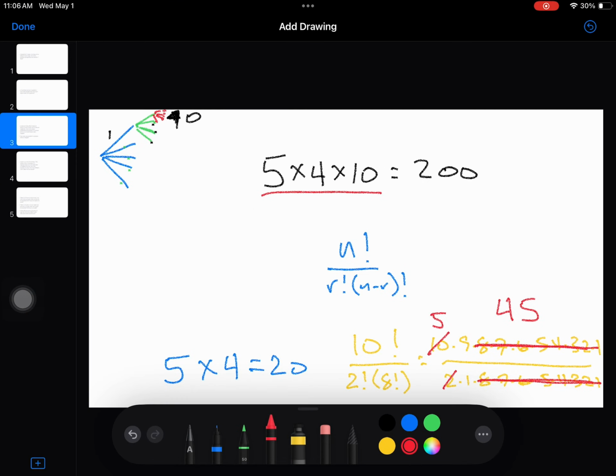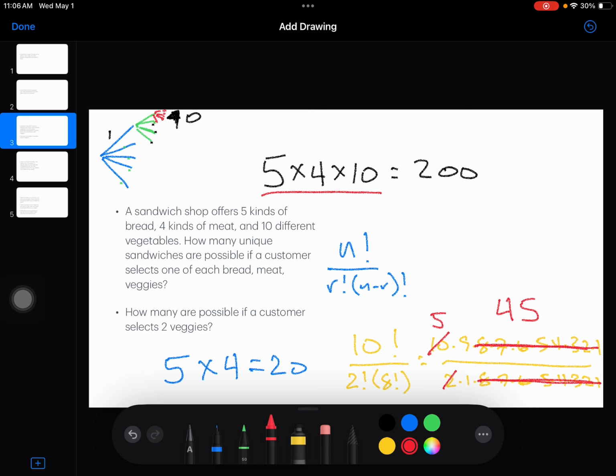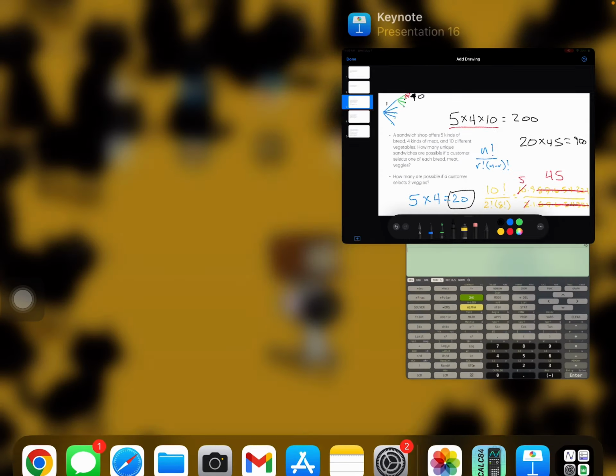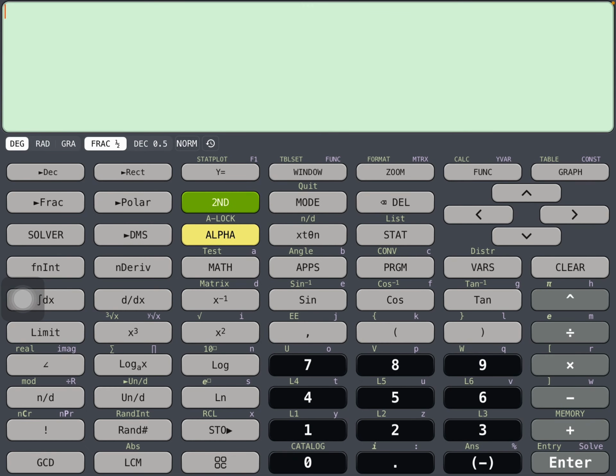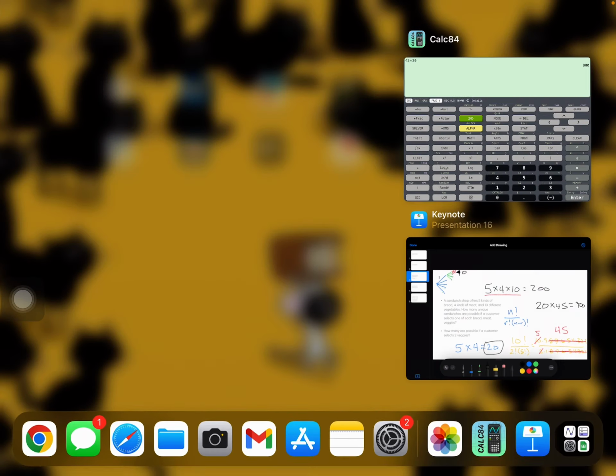But remember, that's just the number of possible vegetable combinations, the number of ways that we can choose 2 vegetables from 10, and then we still need to multiply that by 20. So 20 times 45, 20 times 4 is 40, is going to be 800, plus 20 times 5 is 100, 800 plus 100 is 900. Double check, 45 times 20, indeed 900.